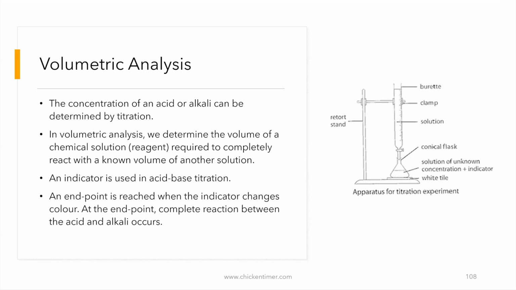So how you know that a neutralization has taken place is you have to use something called an indicator. Like your phenolphthalein, methyl orange, that kind of thing. So you use the indicator. Then when the indicator changes color, that means the endpoint is reached. That means neutralization takes place completely. So you take down the volume in the burette that you pour in. So this process is called the titration.